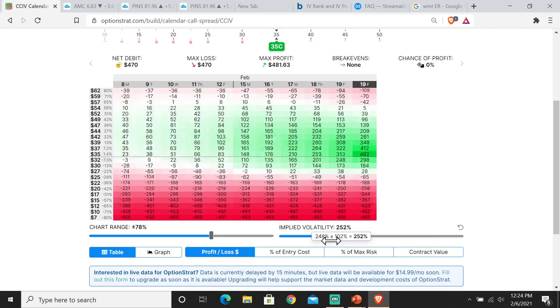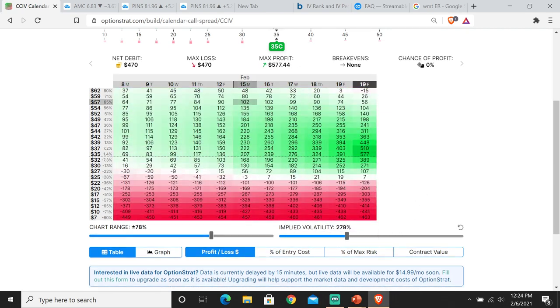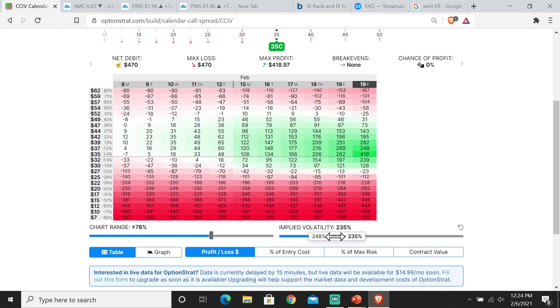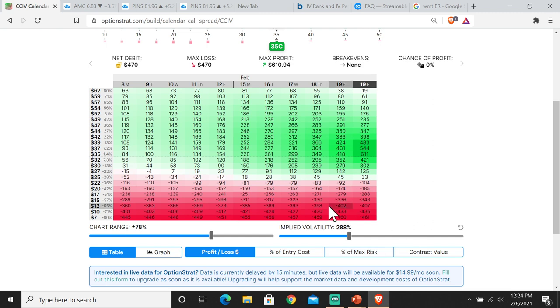Usually you don't expect such a drastic change, but you expect some change. And the reason why the calendar call spread works in this case is because the front dated has more IV than the back dated by a lot. So there's an IV skew. So even though IV is dropping, the front one loses value faster than the back one. And that's what we're profiting off of there, for that calendar call play.